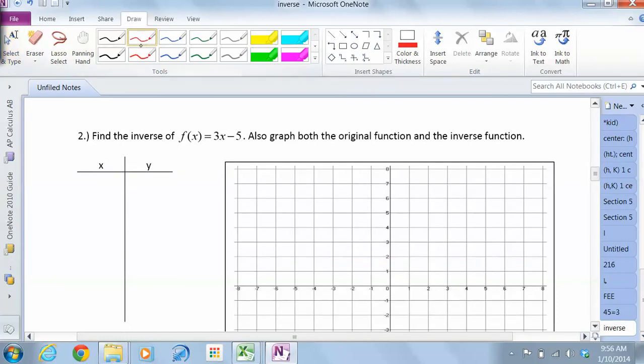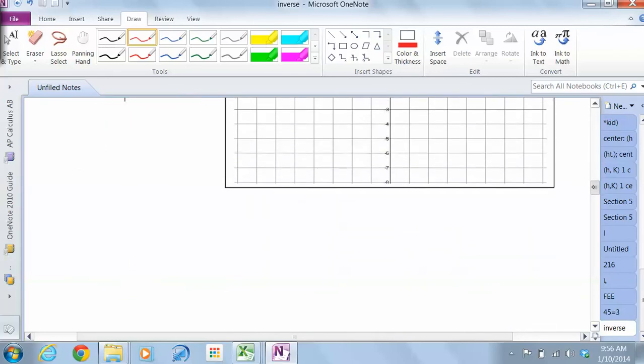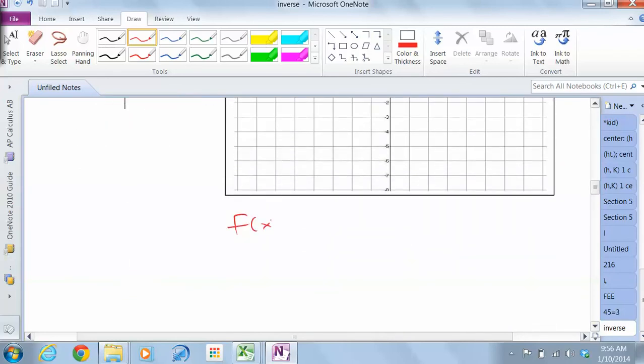So find an inverse of this. Also graph both the original and inverse function. Okay, so you're asked to find the inverse. Now, what do we do in number 1? In number 1, we switched x and y, right? So I'm going to do the same thing here. So f of x equals 3x plus 5. Remember, f of x is like y.